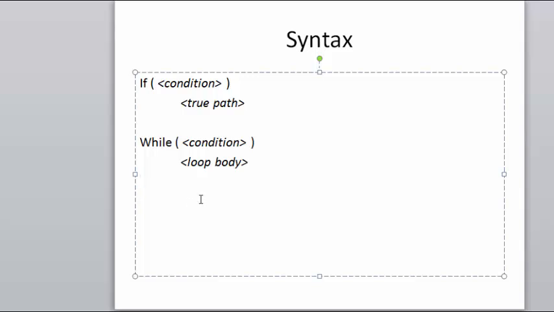So these control structures can also be nested. I can have a while loop inside an if statement. I can have an if statement inside the loop body. I can have a while loop with a nested if statement inside the true path or the false path. I can have an if statement with a nested while loop or nested while loops inside this loop body here.